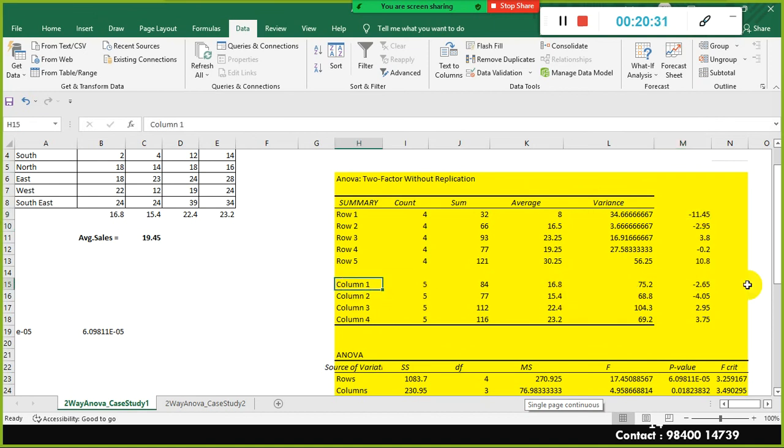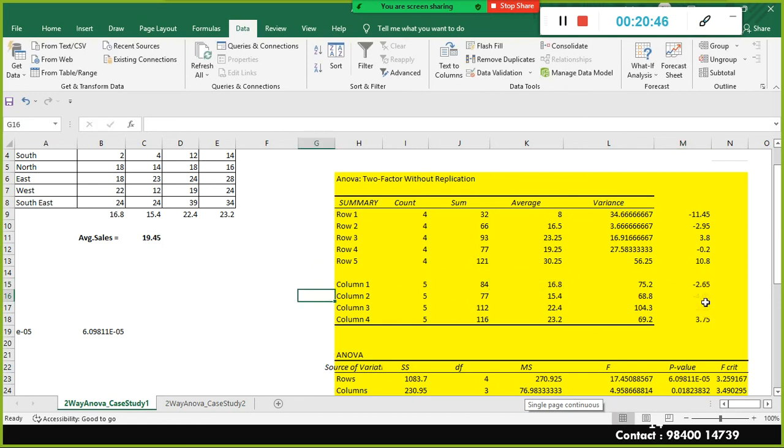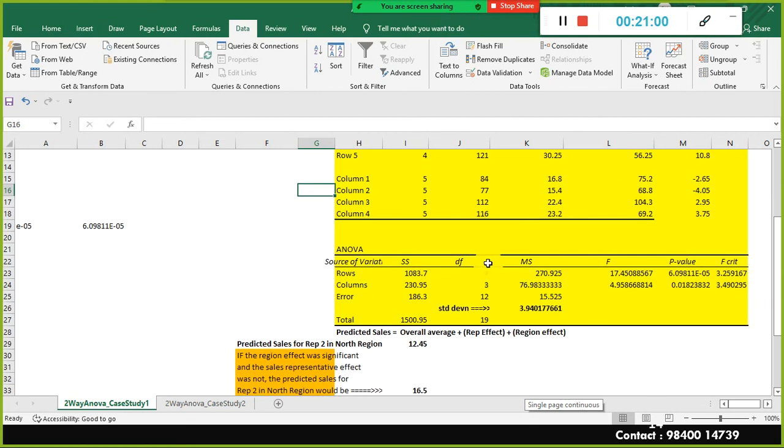And similarly for each column we need to find out the effect. How did I compute the effect? So you need to subtract each column average from the overall average. 16.8 minus 19.45, you get minus 2.65, this one. And since this value is bigger than this one, we are getting positive values. 23.2 minus 19.45, we get 3.75. So, got it.